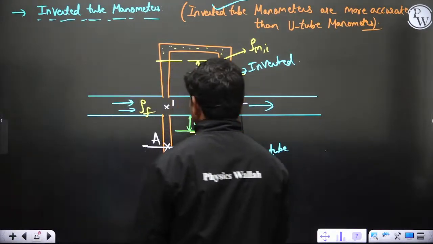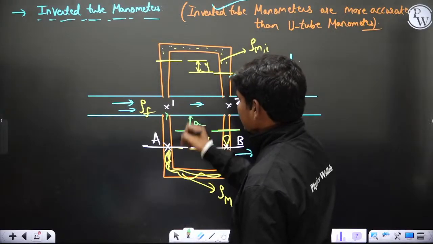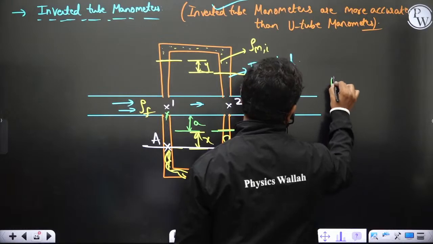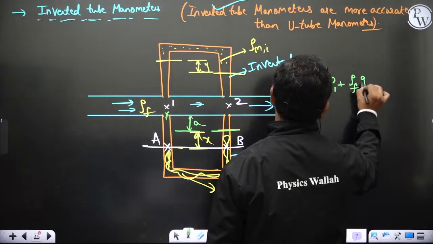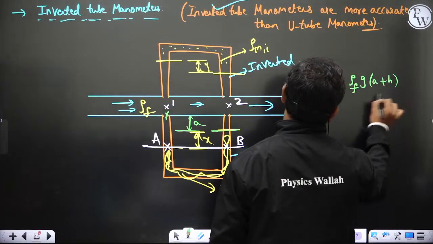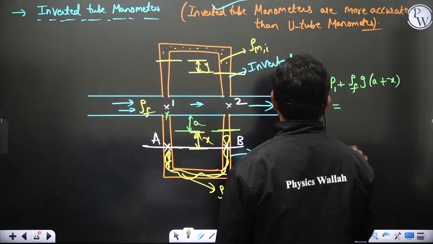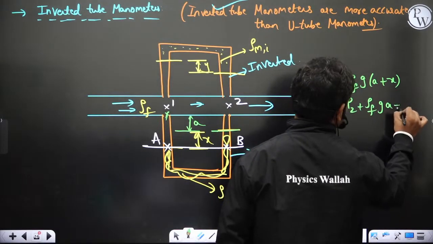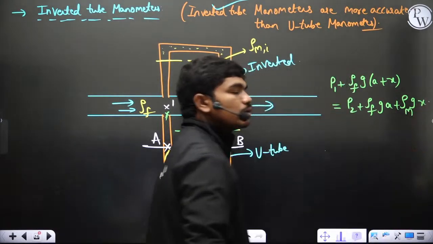Okay, so let us suppose there is no variation of pressure in the y direction, or only to a small extent, because this is a very narrow pipe. So can I say P1 plus rho f g times (A plus x) is equal to P2 plus rho f g A plus rho manometric g x? Can I say this, yes or no?